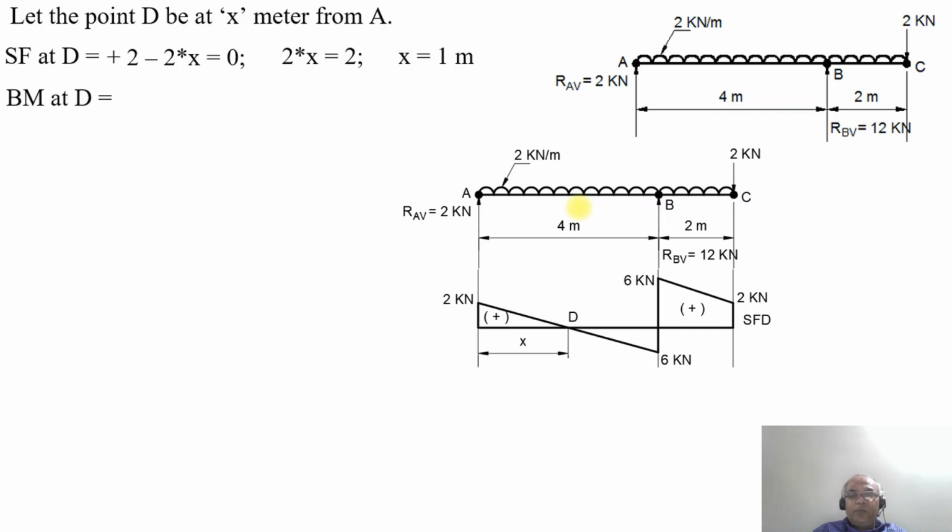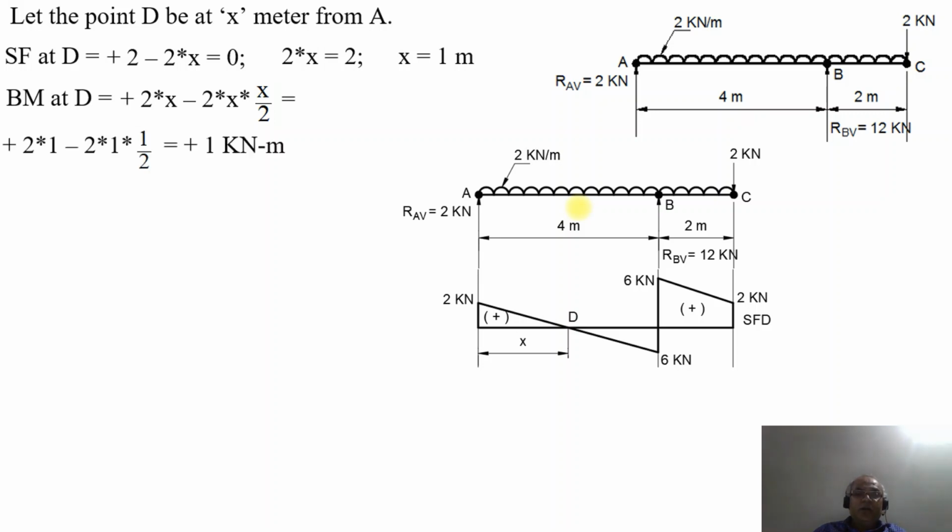So what is going to be the bending moment? Bending moment will be plus 2 into x minus 2 into x by 2. Now you substitute the value of x as 1 meter. So that is plus 2 into 1 minus 2 into 1 by 2. So that will be 1 kilonewton meter, the maximum bending moment at that point.